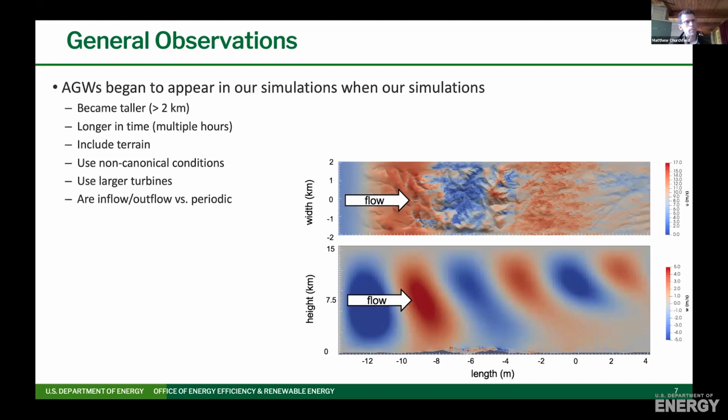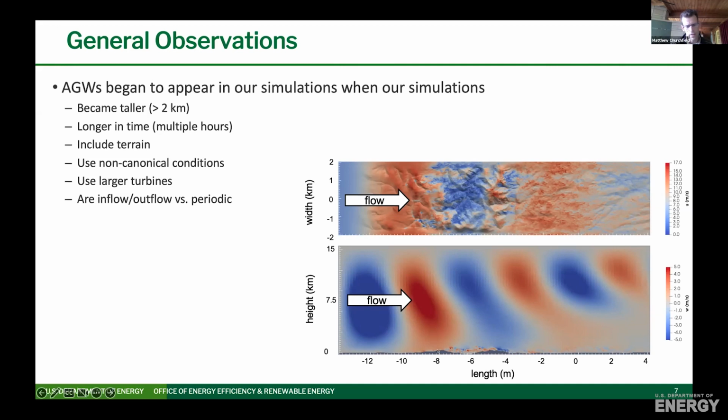Well, once we started making our domains larger, like what Regis was showing yesterday with the complex terrain, domains that were 10 kilometers tall to not create blockage over the terrain, longer simulation times, including terrain, non-canonical conditions, larger wind turbines, all these things seem to cause gravity waves to show up when we didn't necessarily see them before we had these features in our simulations.